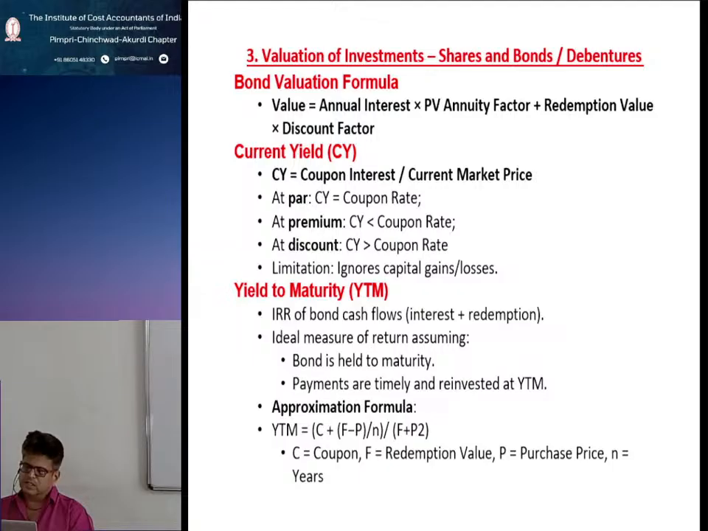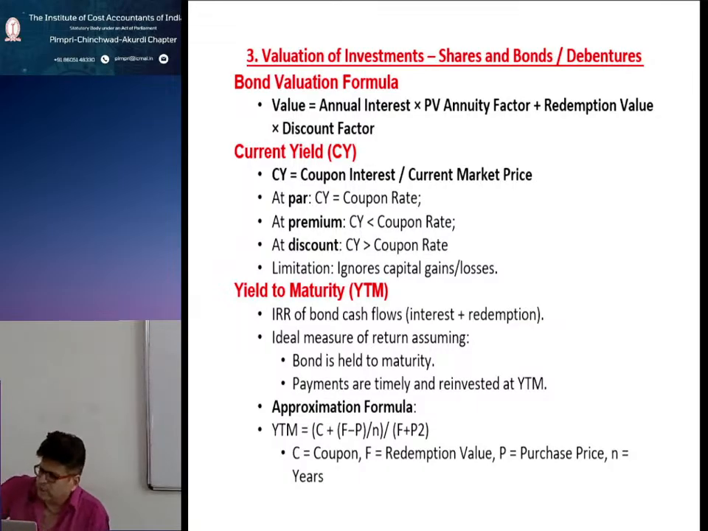Current yield is equal to coupon interest divided by current market price. Then we saw that at par, current yield is equal to the coupon rate, at premium current yield is less than the coupon rate, and at discount current yield is more than the coupon rate. However, there is a limitation: it ignores capital gains and losses.